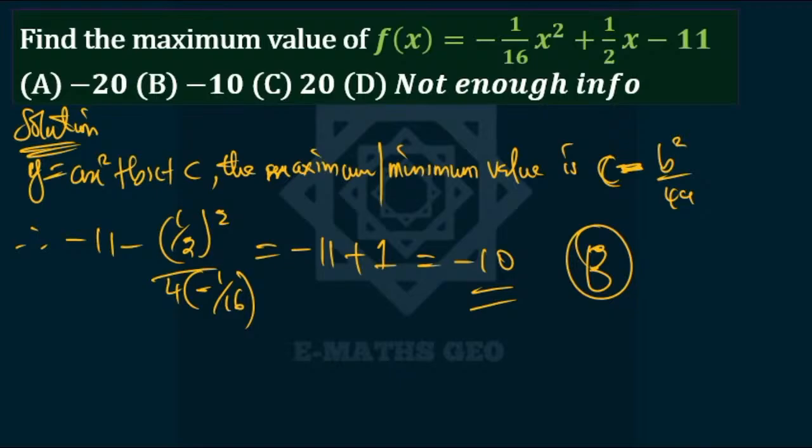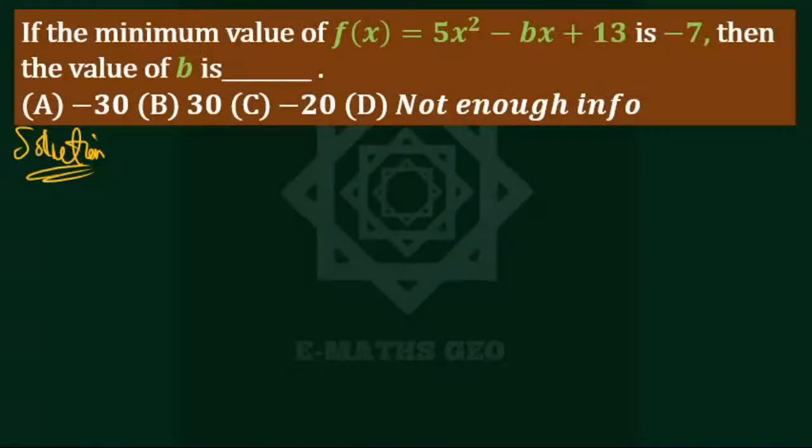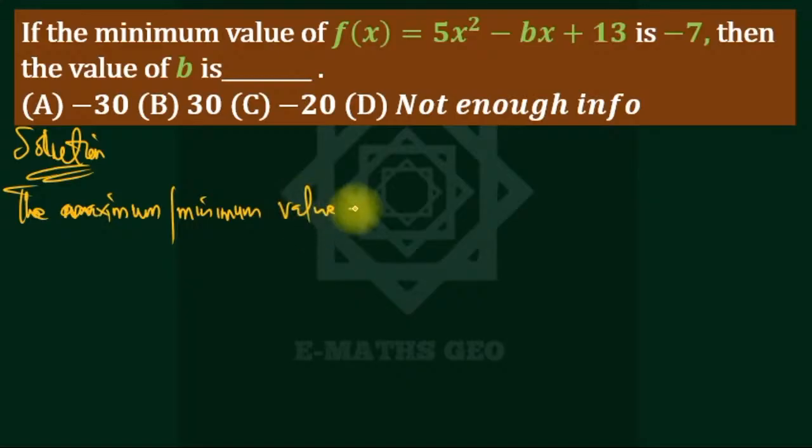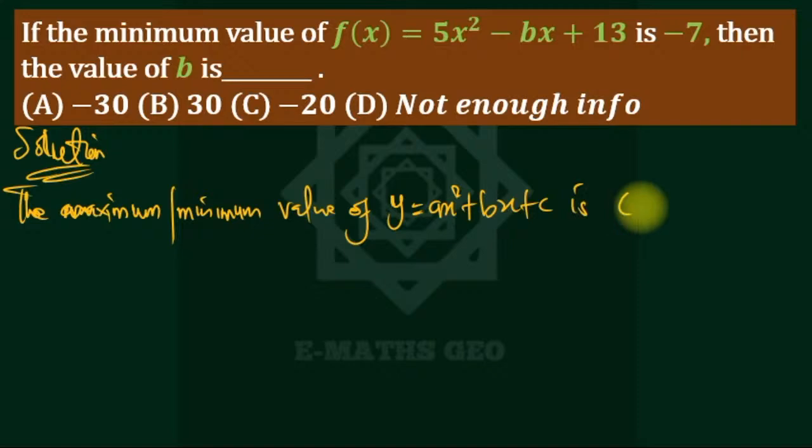Thank you. So we are given this. We should know that the maximum or the minimum value of a quadratic function y equals ax squared plus bx plus c is c minus b squared over 4a. So that's the formula.